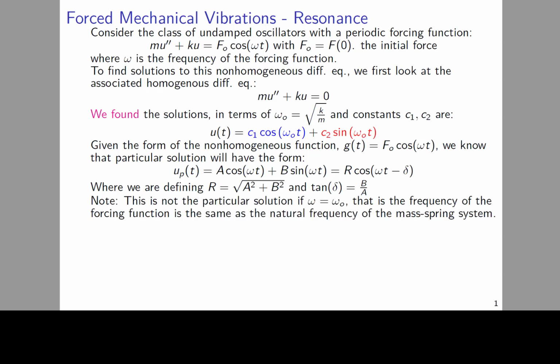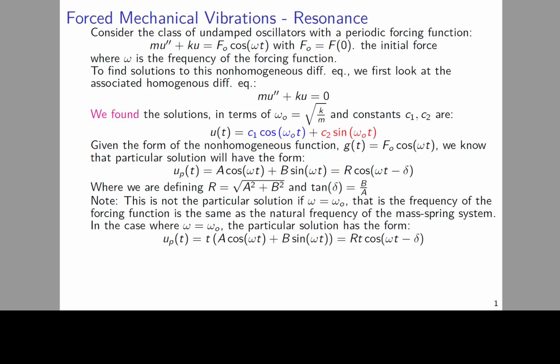But I want to note that this is not the particular solution if omega is equal to omega naught. That is, the frequency of the forcing function, omega, is the same as the natural frequency of the mass spring system, omega naught. In this case, the particular solution has the form u sub p of t equals t times A cosine omega t plus B sine omega t, which similarly can be rewritten as R times t cosine of omega t minus delta, where R again here is the square root of A squared plus B squared, and the tangent of delta is B over A.